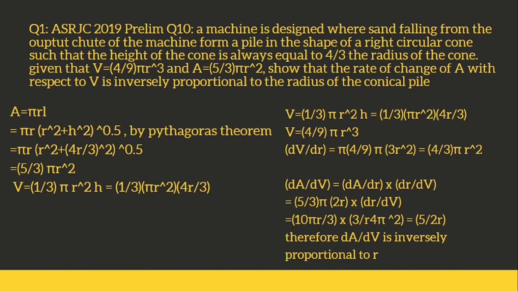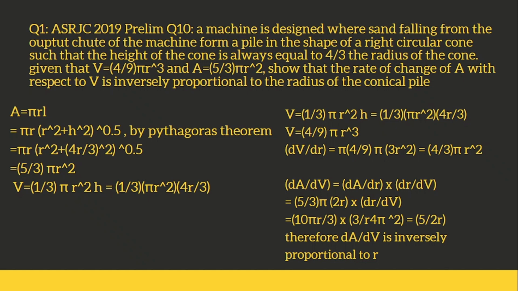So the first question is JC 2019 prelim Q10. A machine is designed where sand is falling from the output chute of the machine to form a pile in the shape of a right circular cone, such that the height of the cone is always equal to 4/3 of the radius of the cone. Given that volume is equal to 4/9 pi r cubed and the area is equal to 5/3 pi r squared, show that the rate of change of A with respect to V is inversely proportional to the radius of the cone.